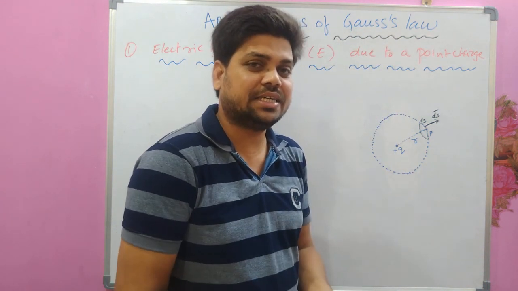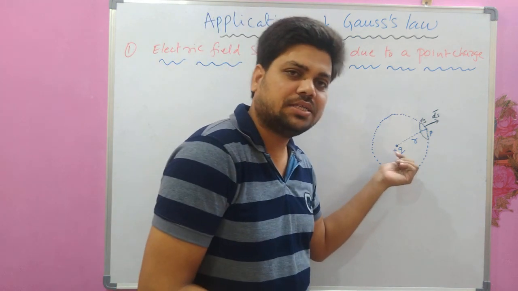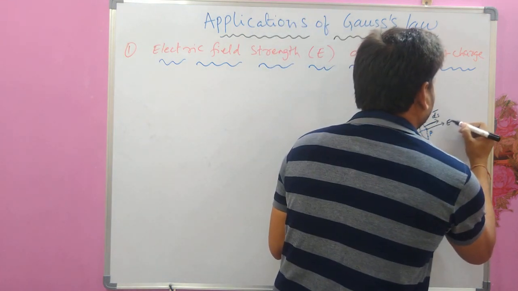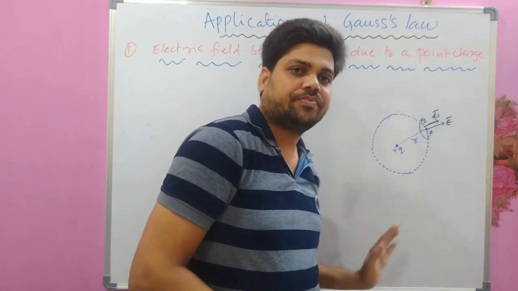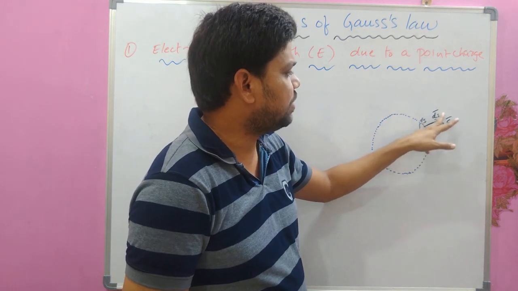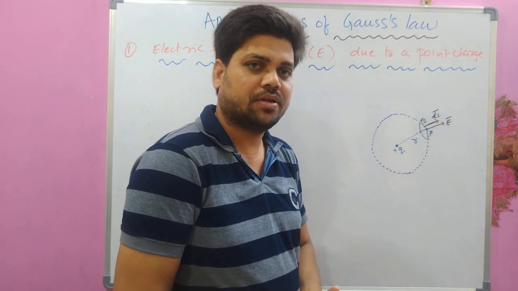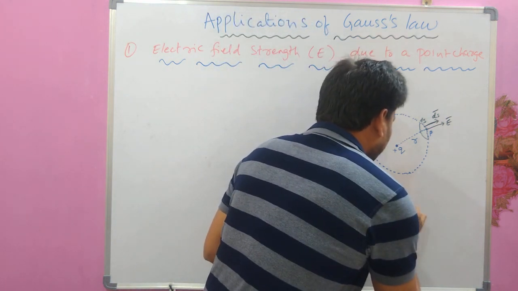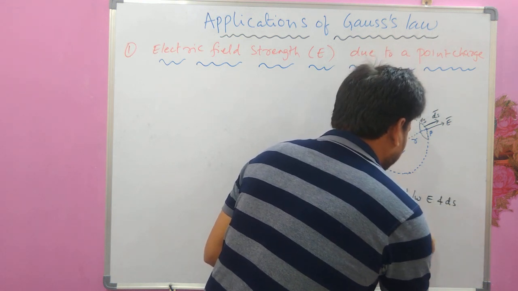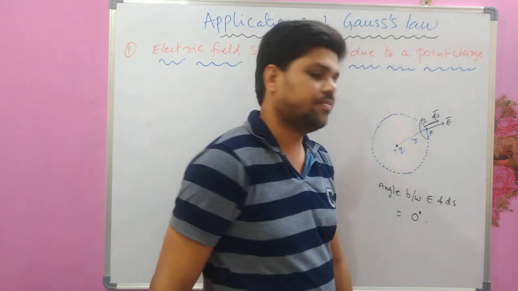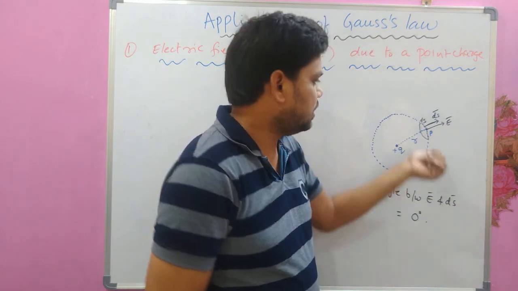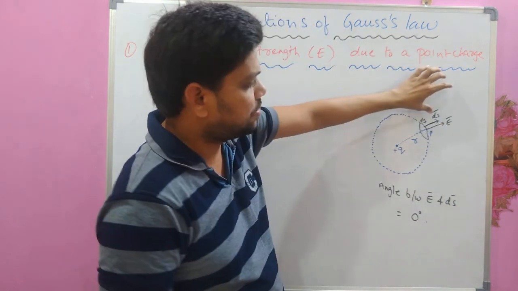And what is the electric field direction? This is a positive charge, so the electric field direction would be this way, away from the positive charge. So we have drawn the directions of electric field and area vector. Then what is the angle between E and dS? 0 degrees. The angle between E and dS is 0 degrees now. See, both are in the same direction. You can see the picture.